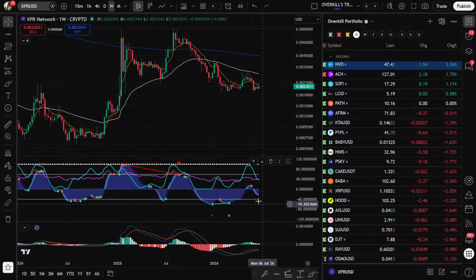XPR still looks good. Again, you just want to wait on the signal. You got this one right here at 0.002, so it's right at the same price. You got this last signal here in February, March. Okay, again, we're just going sideways.